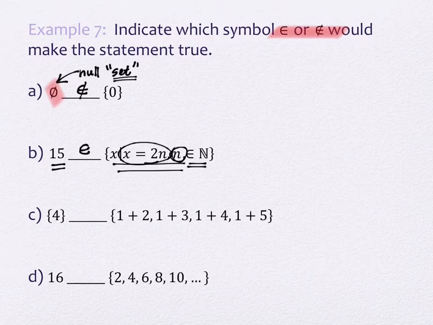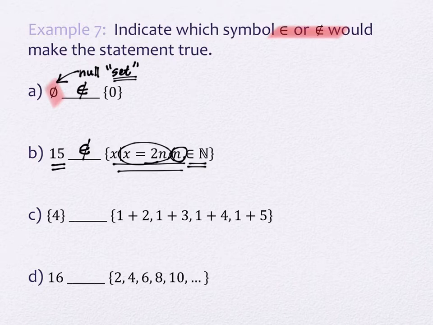This is not an element, but it's not an element for a completely different reason than the first one. The first one was not an element because it was a set. The second one was not an element of what came next because it simply wasn't in that descriptor. Right? It wasn't satisfied by the description of what came next.